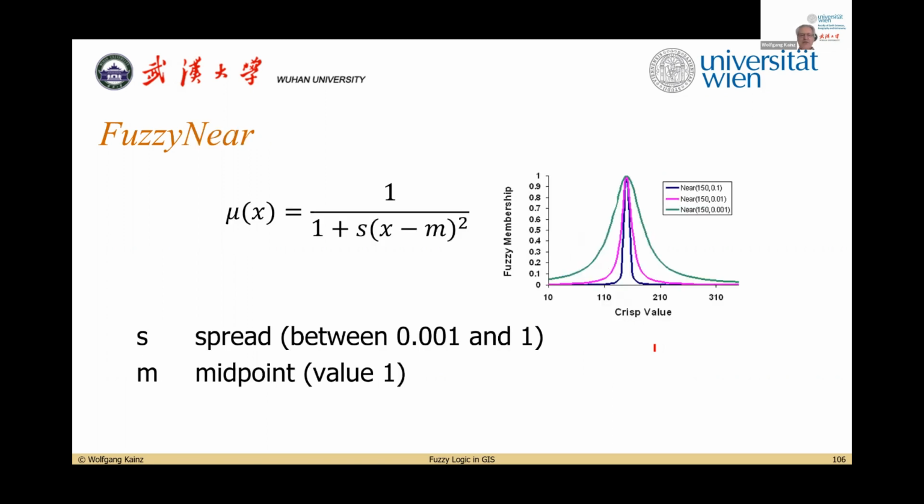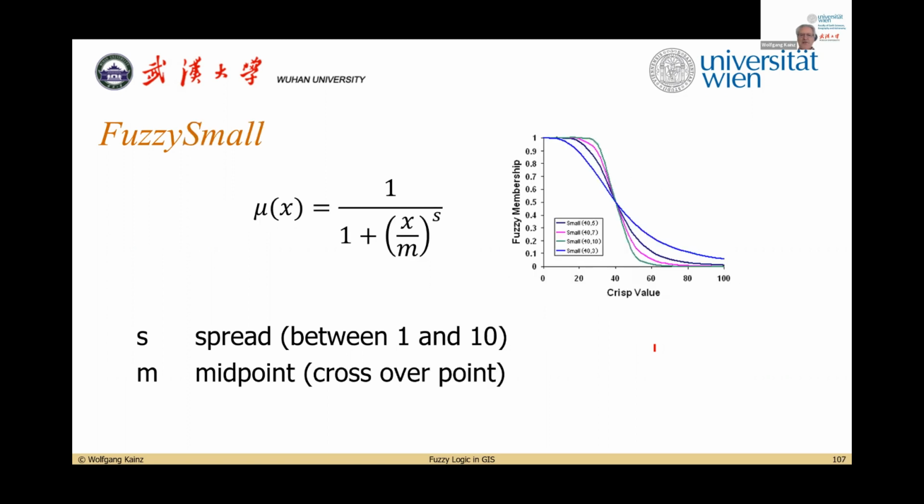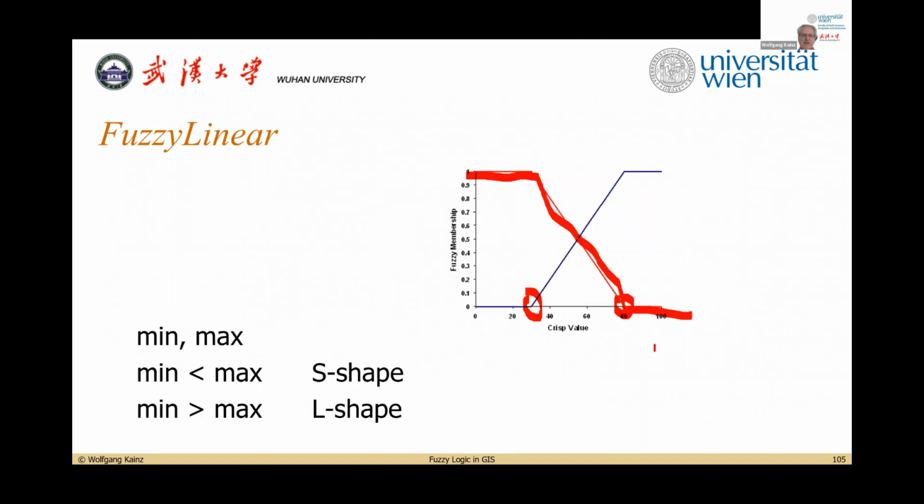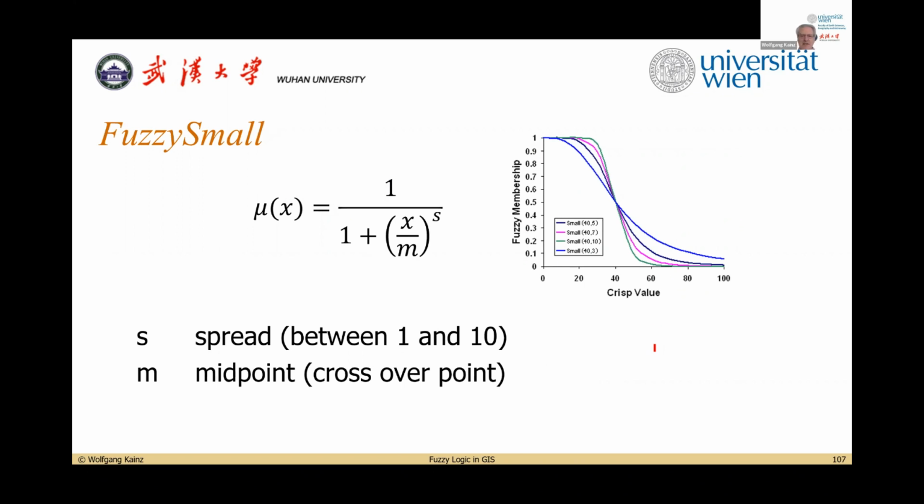Then there is a fuzzy near, which is, I should say, similar to the Gaussian, but it is not based on the formula for a probability function. It's defined in a different way. And again, you have a midpoint and a spread where you can achieve different types of bell-shaped membership functions. So that is the fuzzy near. The fuzzy small is, I could say, the opposite of the fuzzy large. You can see the fuzzy large achieves something like ascending membership functions, and the fuzzy small achieves something like descending membership functions. Again, with a midpoint and a spread.